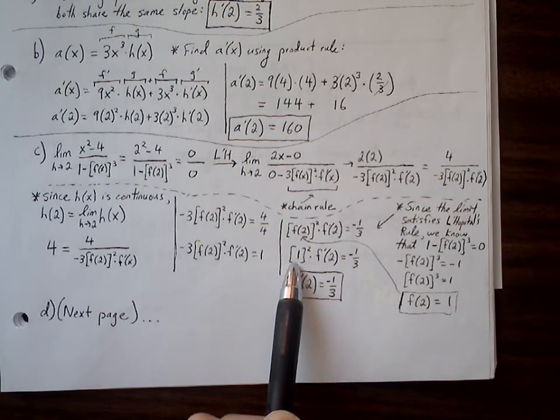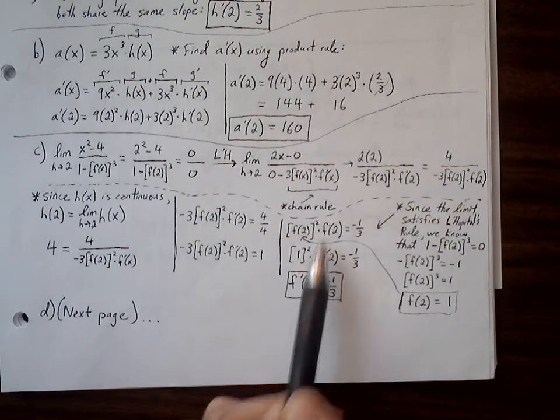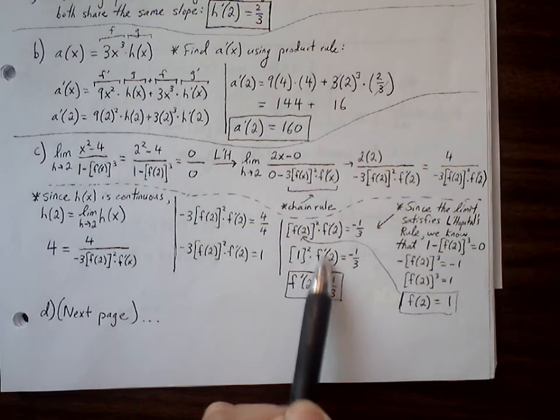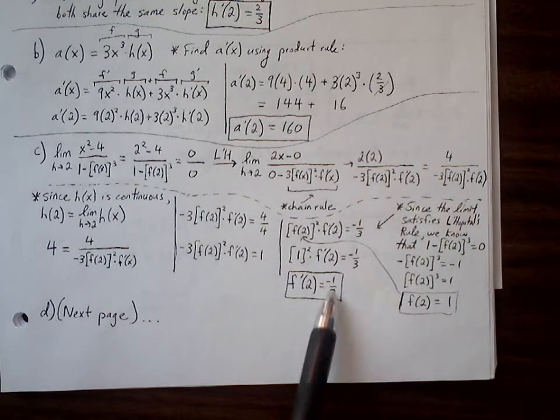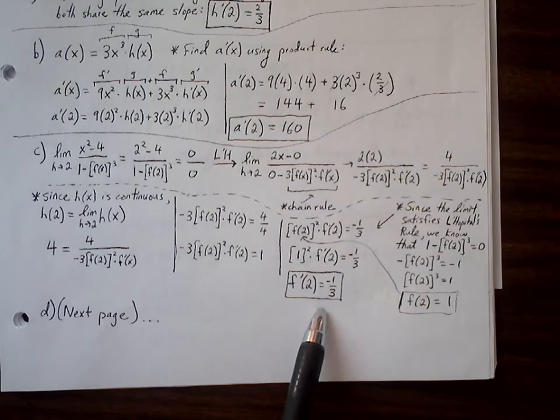So we put that in for f of 2. F prime of 2 is the only thing left for us to solve. So divide both sides by 1, and we get f prime of 2 equals negative 1/3.